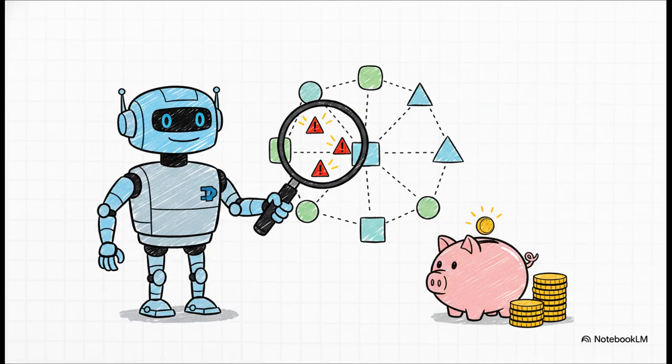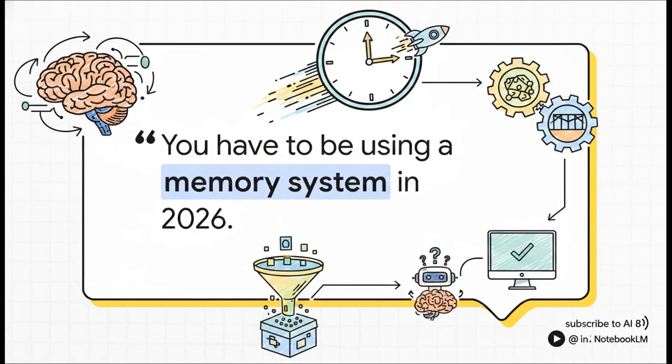It achieved far superior, highly accurate results without burning tons of tokens blindly searching the raw code. It's amazing. I want to leave you with this massive takeaway from our source today. You have to be using a memory system in 2026. If you're not, you're going to get left behind.